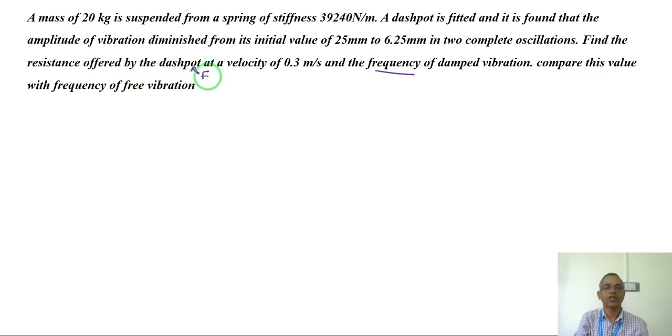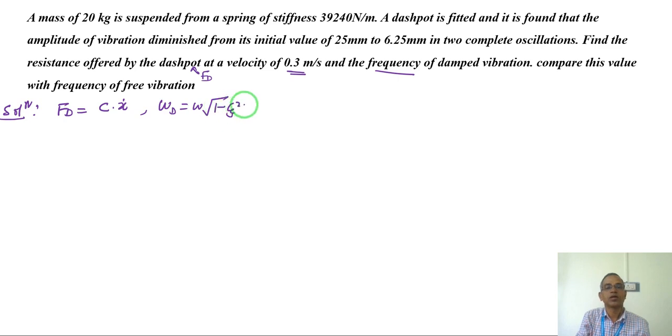We call it as FD. Okay. Compare this value with the frequency of free vibration. So what is to be found out here? Simply FD. That means what? C into velocity. So first the C is to be found out, the damping coefficient. Velocity is given as 0.3 meter per second. Then we need to find out the frequency of damped vibration, which is omega d, which is omega into under root of 1 minus xi square.